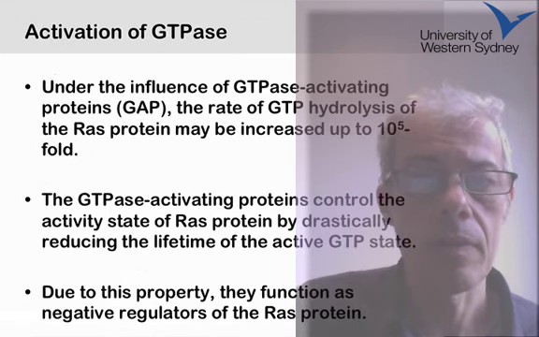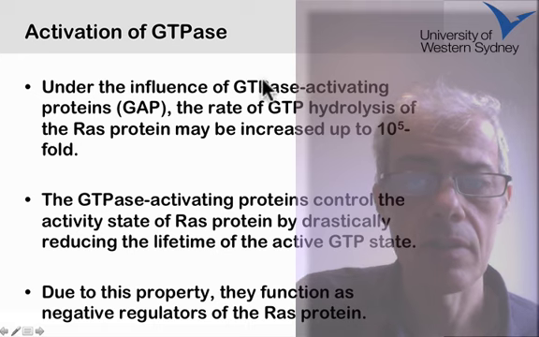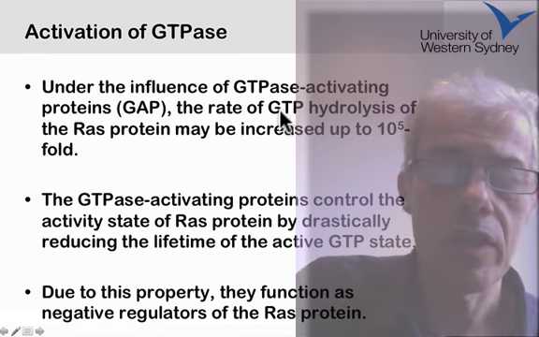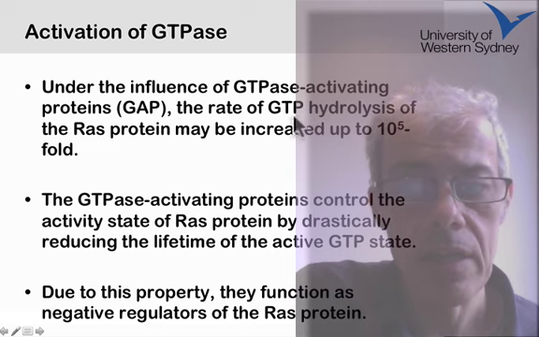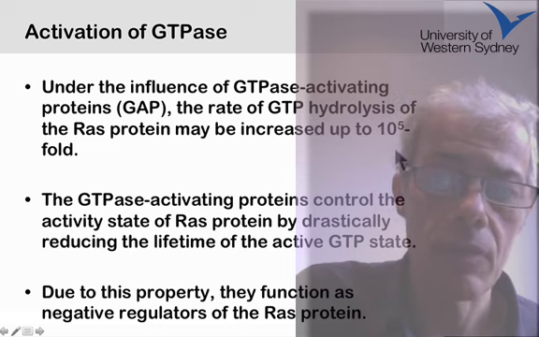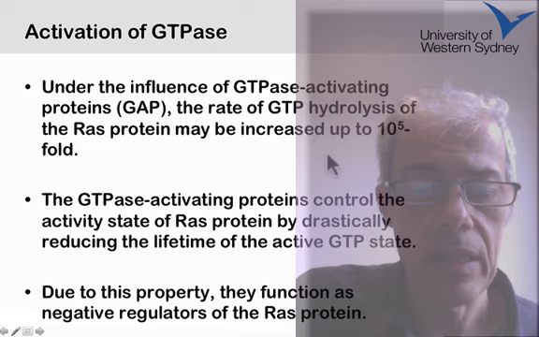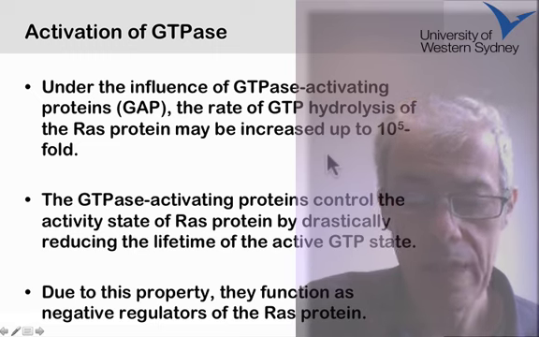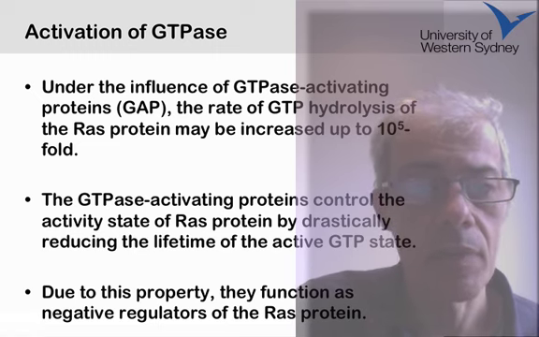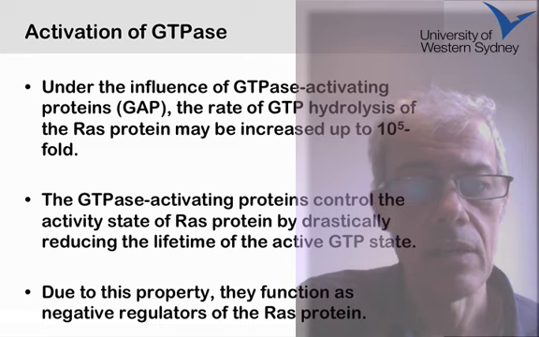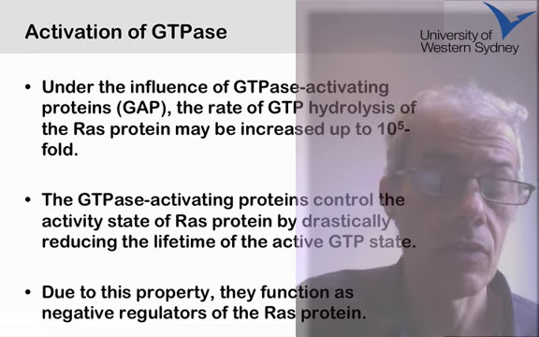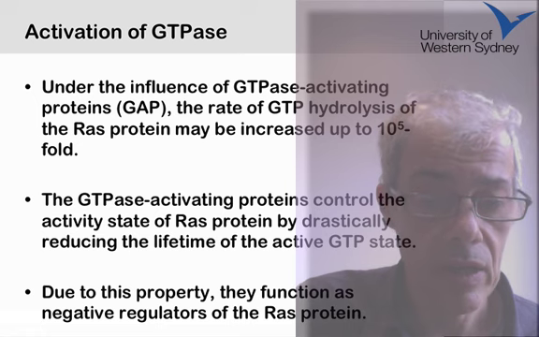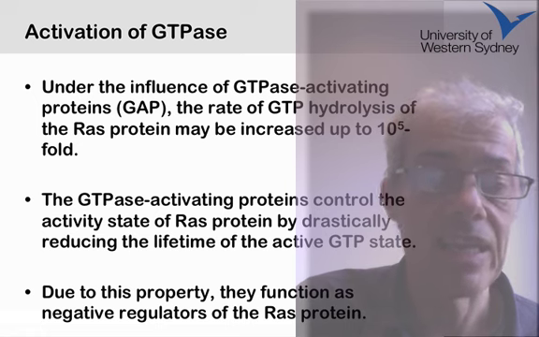Under the influence of these GAP proteins, the rate at which a G protein can hydrolyze the GTP is increased many thousand-fold, meaning that it's the off switch. So the GAP proteins serve as an off switch so that the G protein can hydrolyze GTP to GDP, leaving the protein in an inactive state.